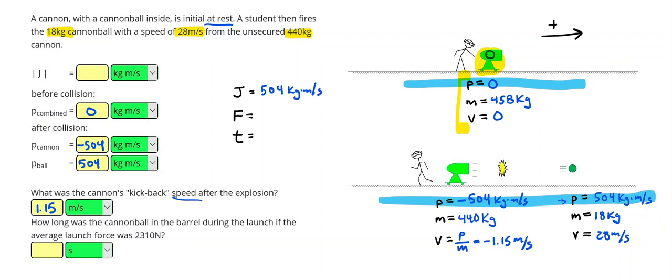We have another kind of hidden given down here that said the average force was 2,310 newtons, and that means the time interval is just going to be the impulse divided by the force. That's rearranging the J equals F t equation. So 504 divided by 2310 gives me 0.218 seconds, and that gives me my last answers of 504 and 0.218.